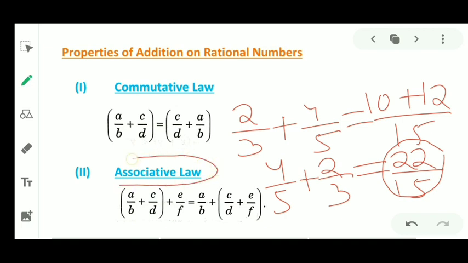Now moving to the associative law. Associative law is what? If you associate these two numbers on the left hand side and on the right hand side, if you associate these two numbers C by D and E by F. On the left hand side, first you have to do the addition of these two numbers, then you have to add with E by F. But on the right hand side, first you have to do addition of these two numbers, then you have to add with A by B. In both cases you will get the same answer. So addition of rational numbers is associative.